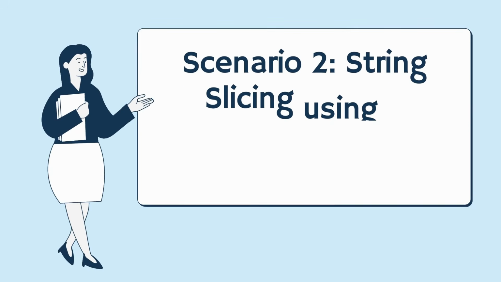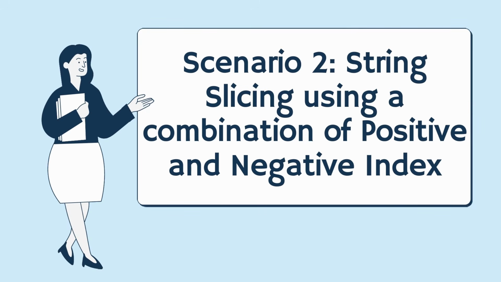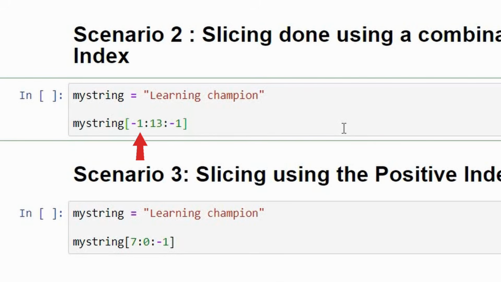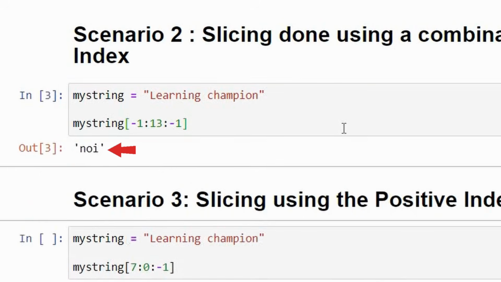Scenario 2. String slicing using a combination of positive and negative index. For our second scenario, we have given my string -1 to 13 with a step size of -1. When we run this command, Python will return NOI as the result. But shouldn't this be an error? Here, the starting index is not greater than the stop index, but still Python has given us a valid output.